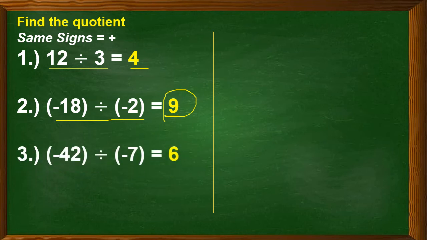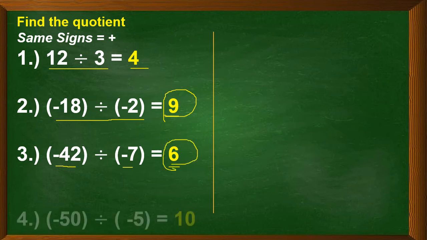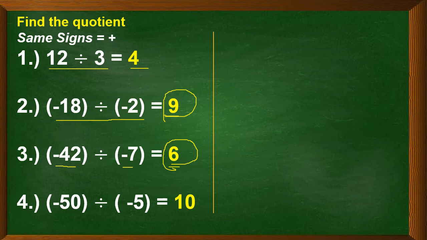Number 3, negative 42 divided by negative 7. Same sign, positive. And of course, once we divide 42 by 7, the answer is 6. Number 4, negative 50 divided by negative 5. Same sign. The quotient is positive. And of course, 50 divided by 5, that is equal to 10.